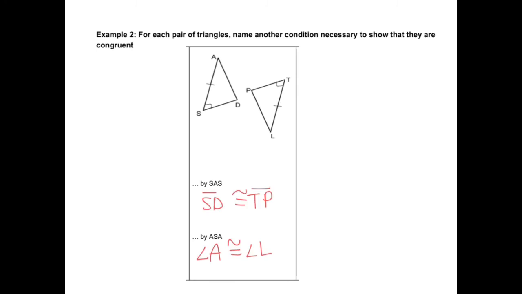Hopefully you got similar answers here. In order to use side, angle, side, SD would have to be congruent to TP, and in that order, if you wrote DS, then it would have to be PT. And then the angle that would need to be congruent to use angle, side, angle would be angle A and angle L.